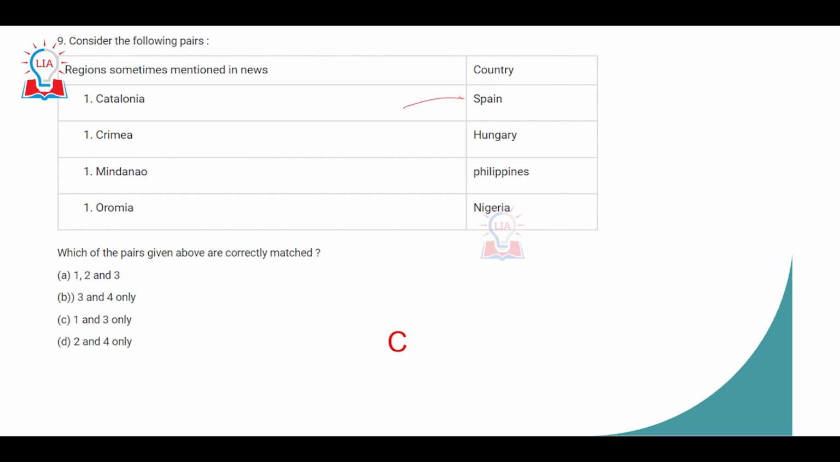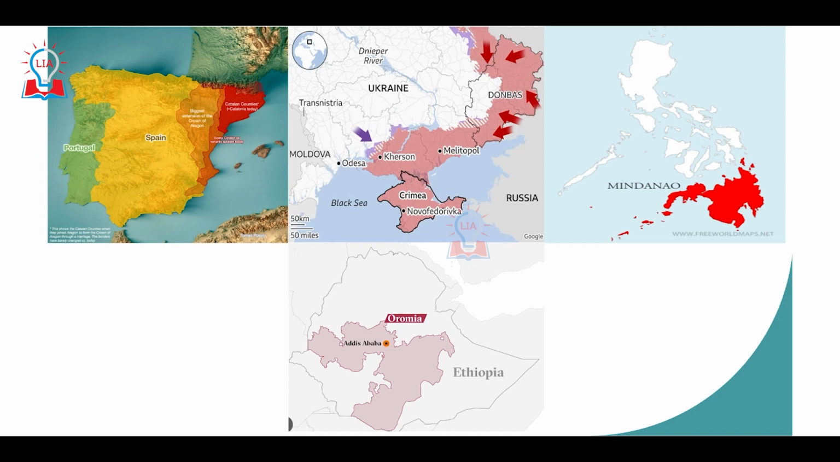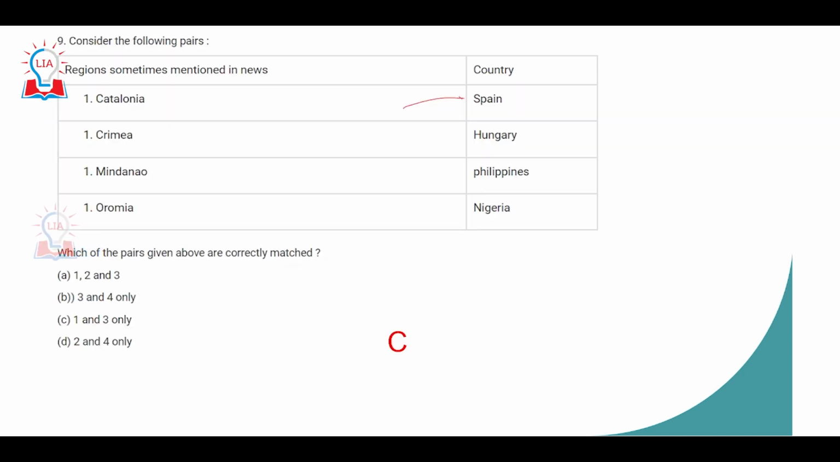So first, we talk about Catalonia in Spain. This is absolutely correct. If you look at this map of Spain here, we can see that Catalonia is situated in the northeastern part of Spain, and the reason why it keeps coming in news is because Catalonia wants to secede from Spain. They want to create their own country because they believe that their way of life, their cultural heritage, their language, is very, very different from the Spanish cultural heritage and Spanish language.